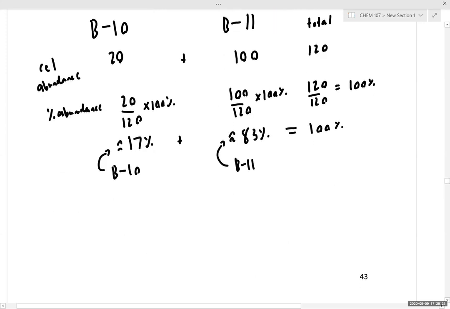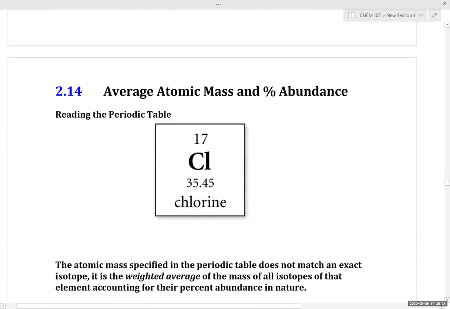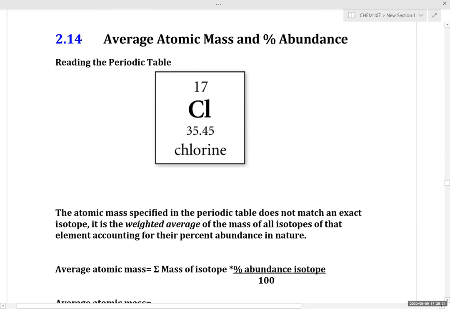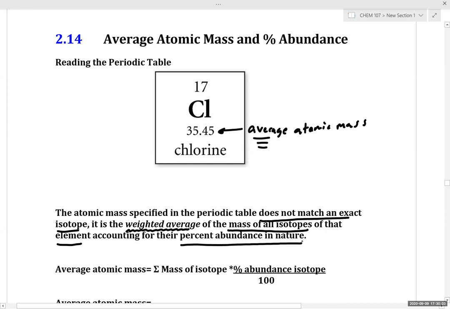So why is this important? Why am I having you focus on this? Well, it has to do with the fact that this mass in the periodic table is known as the average atomic mass. Now, this average atomic mass, as its name implies, does not match an exact isotope. It is the weighted average of the mass of all isotopes of that element, accounting for their percent abundance in nature.